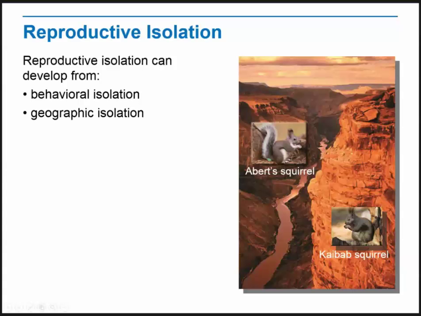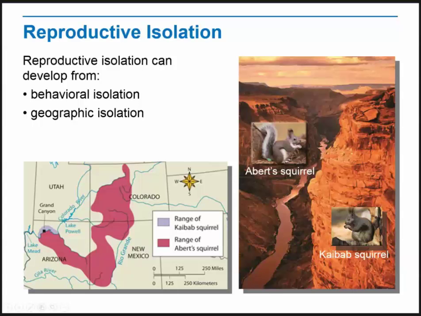When two populations are separated by geographic barriers, such as rivers, mountains, or bodies of water, geographic isolation occurs. The Abert's squirrel, shown in the picture, lives in the southwest. About 10,000 years ago, a small population became isolated on the north rim of the Grand Canyon. Separate gene pools formed. Genetic changes that appeared in one group were not passed to the other.